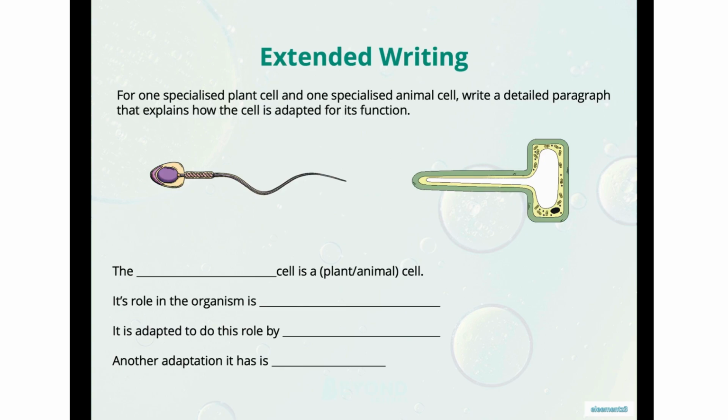Extended writing. For one specialized plant cell and one specialized animal cell, write a detailed paragraph that explains how the cell is adapted for its function.